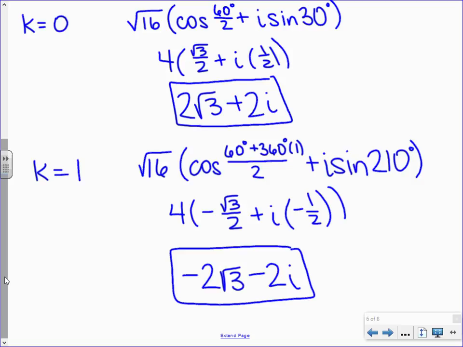But this is like the minimum amount of work I would want to see on your test or your homework or whatever it is. Okay. What questions do you have about using that formula?